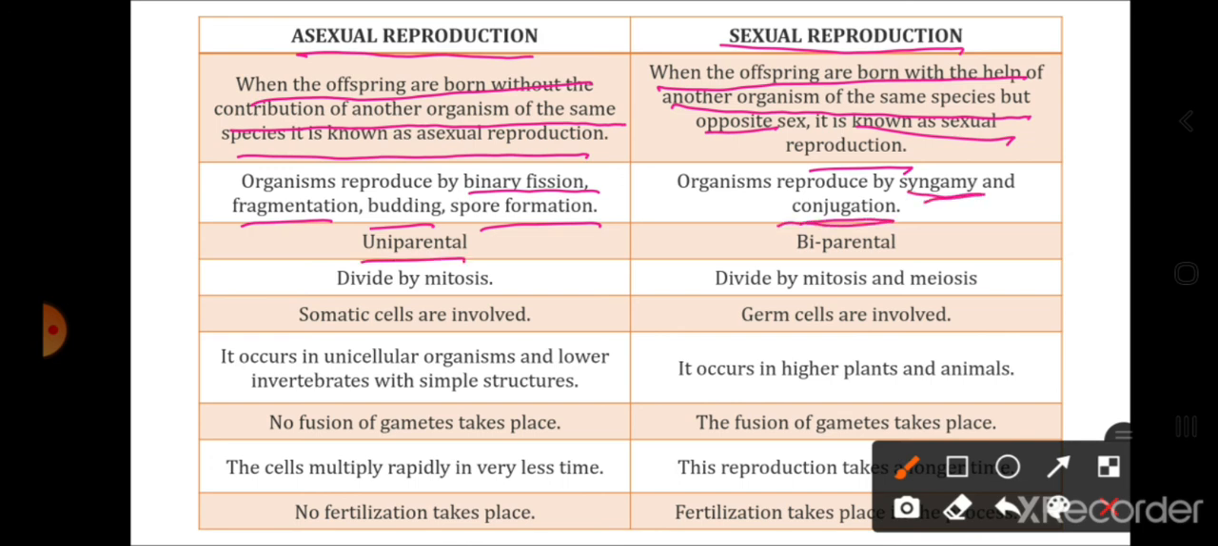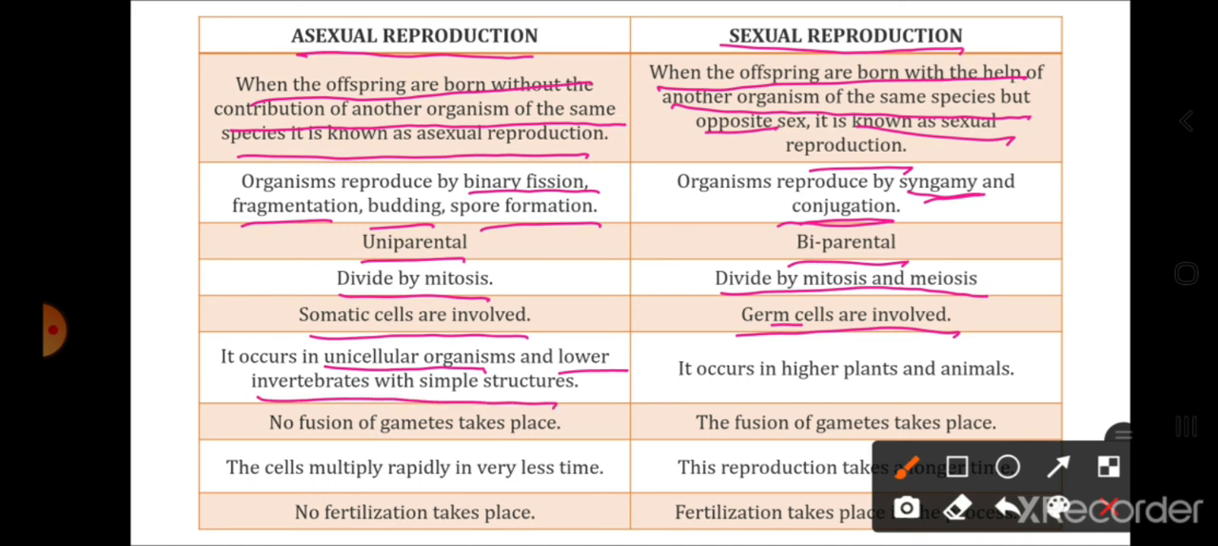Asexual reproduction is uniparental, sexual is biparental. In asexual reproduction, the organisms divide by mitosis. In sexual reproduction, both mitosis and meiosis occur. In asexual reproduction, only somatic cells are involved. In sexual reproduction, germ cells are involved. Asexual reproduction occurs in lower organisms, unicellular organisms and lower invertebrates with simple structures. Sexual reproduction occurs in higher plants and animals.